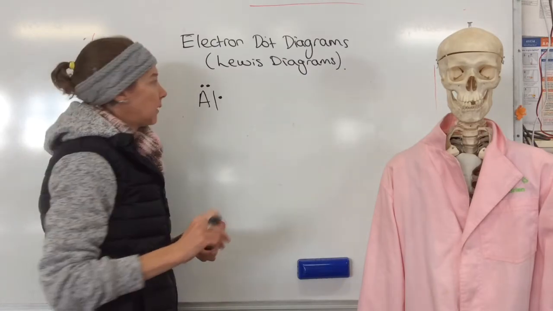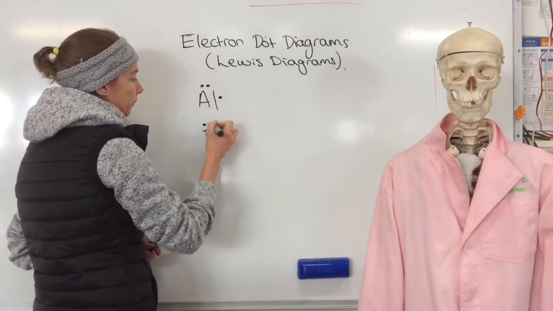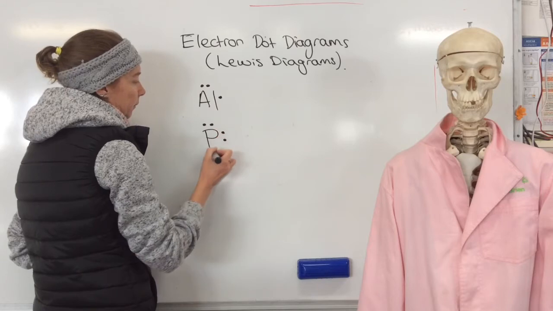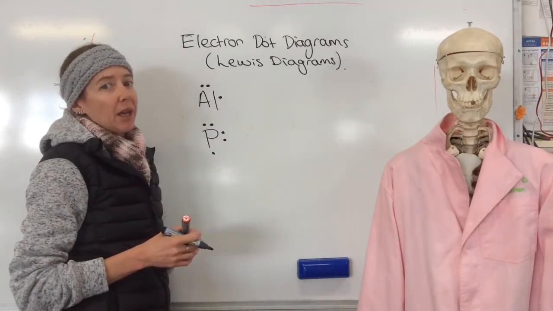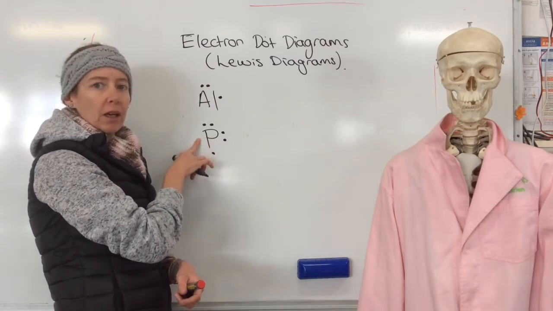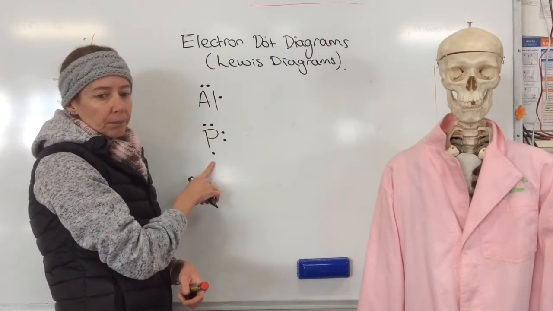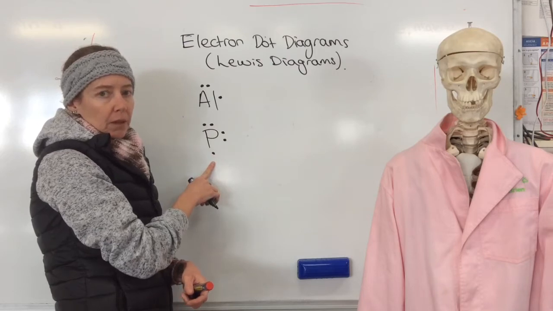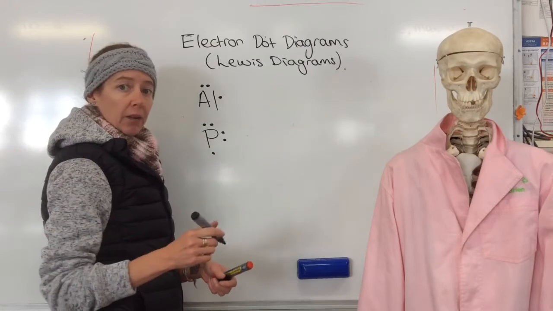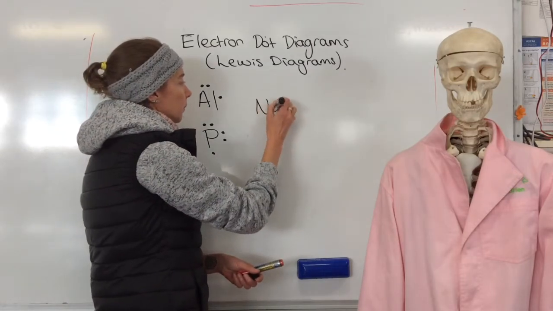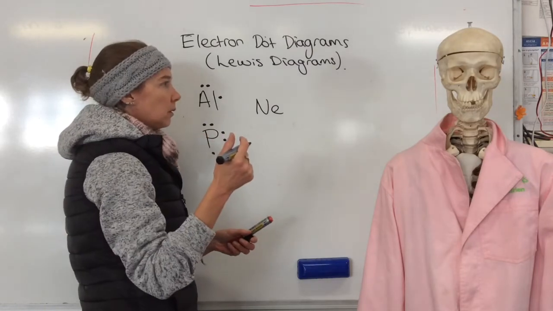Phosphorus, 15. Electrons do like to hang in pairs, and that's why I didn't put this one over here. And I've left these as pairs, and then I've got a single one. Neon, noble gas, they're actually quite unreactive. Neon is 10, so 2,8.